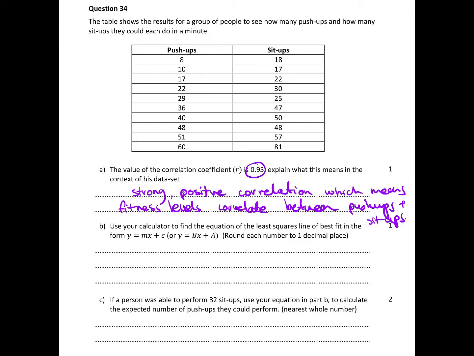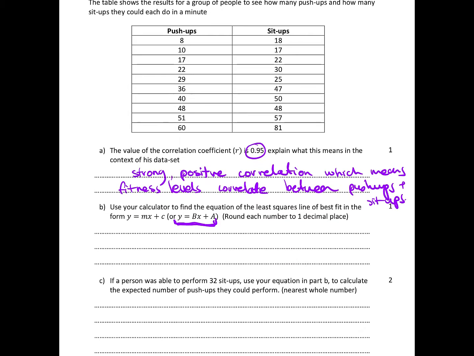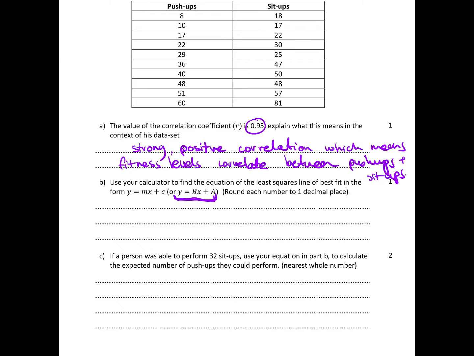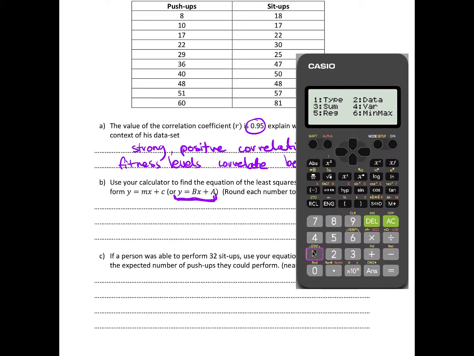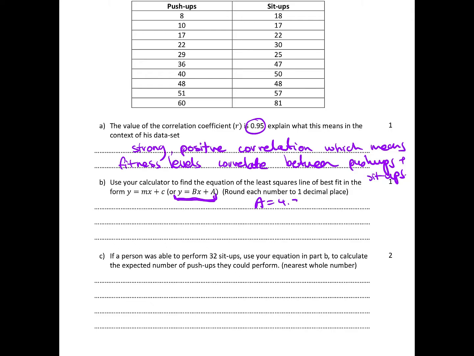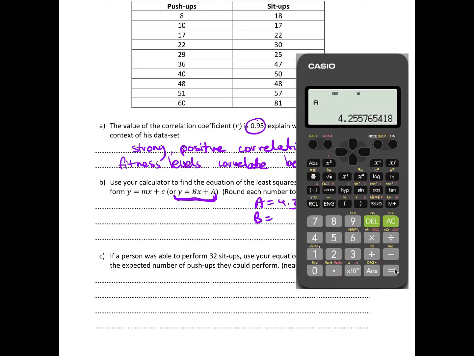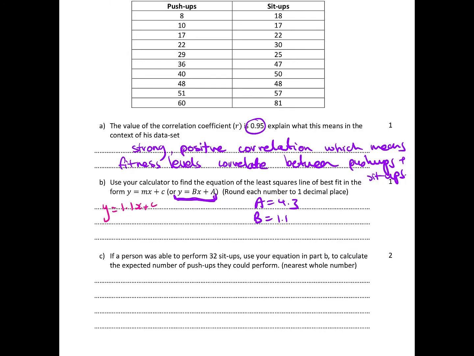of the least squares line of best fit. It's in this form. I just need to find A and B and sub that into the equation. So let's first find out what A is. Okay, so we go here, clear our data, shift 1, go to stat, then 5, select A, and we get 4.3, and then clear it again, do the same steps, select B, and we get 1.1. So now my equation is y is equal to 1.1x plus 4.3.